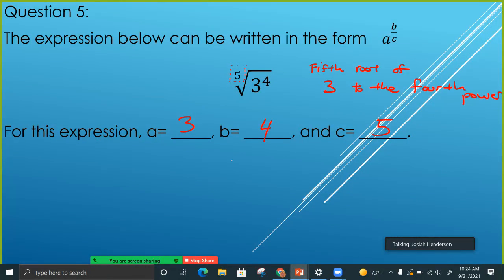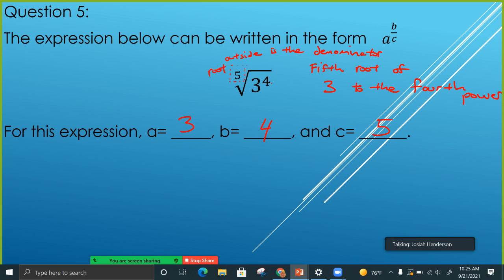Perfect. I like what you said: the outside is the denominator. So whatever the root is, that's the outside. I'm going to call that both root and outside. Our 5 in this case, that's the denominator. Cool. And then if there's another inside power, like here we have the 4, that's our B.